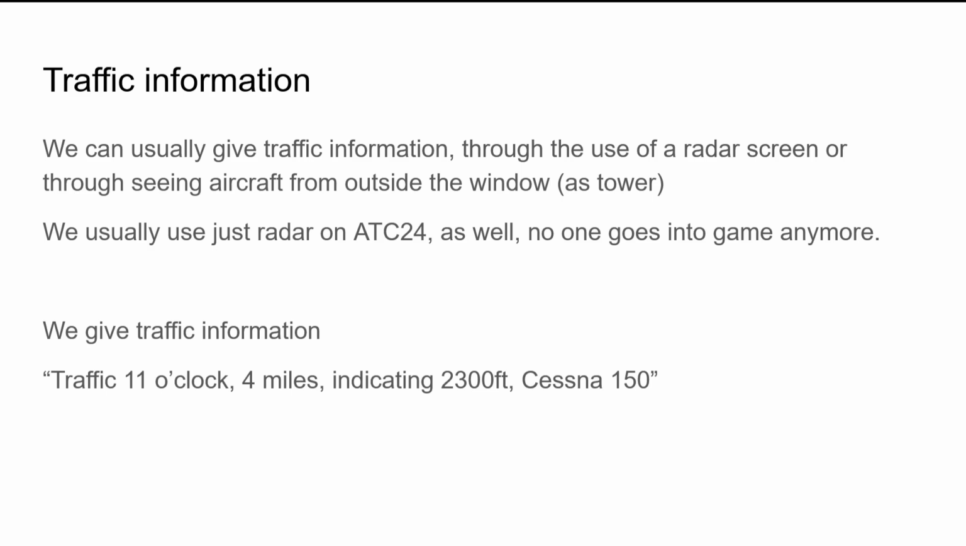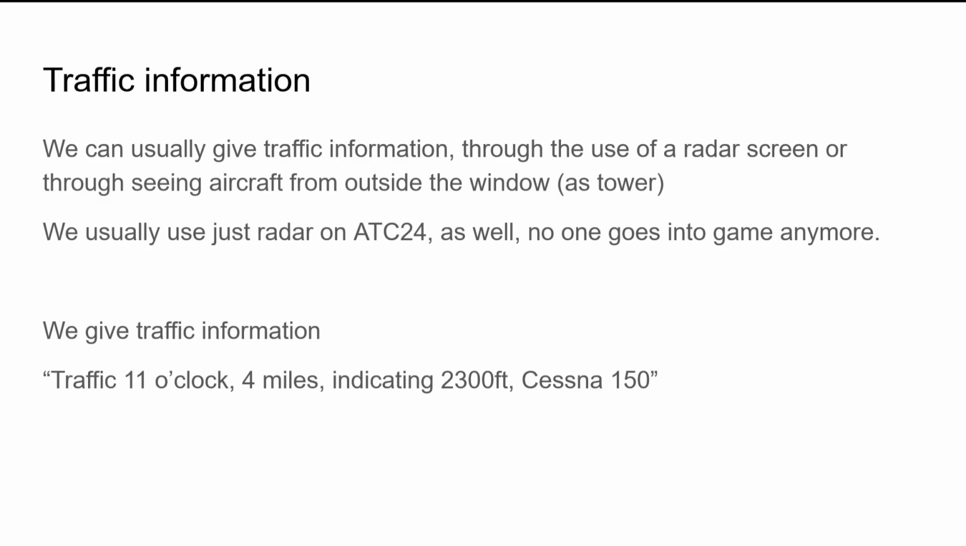9 o'clock will be directly to your left. 8 o'clock will be to your left, but a little bit behind. 1 o'clock will be a little bit to the right. 2 o'clock will be a little bit more to the right. 3 o'clock will be directly to your right. 4 o'clock, etc. 6 o'clock will be directly behind. Then indicate the altitude, for example 2,300 feet. And if you know the aircraft type, give the aircraft type.